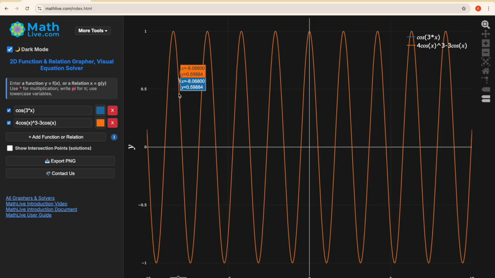Since these lines are identical, we can now prove that the cosine of 3x is in fact equal to 4 times the cosine of x cubed minus 3 times the cosine of x.